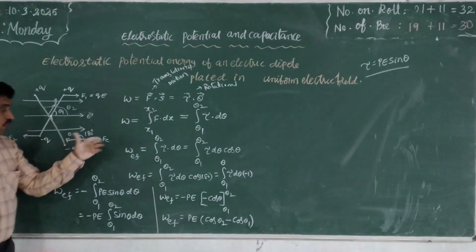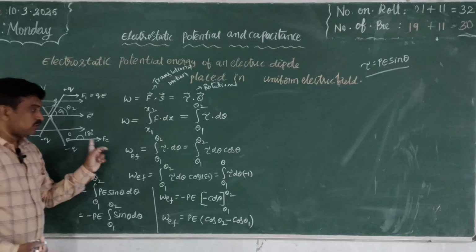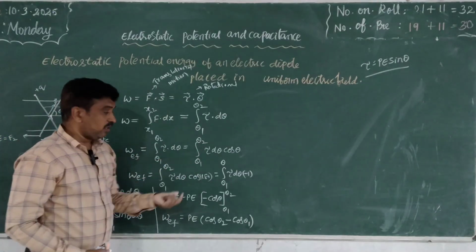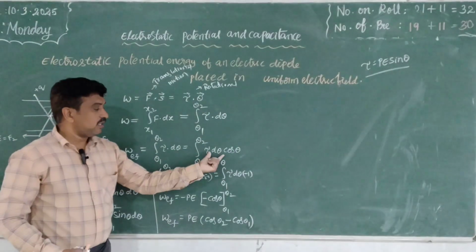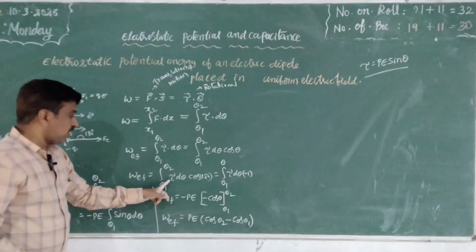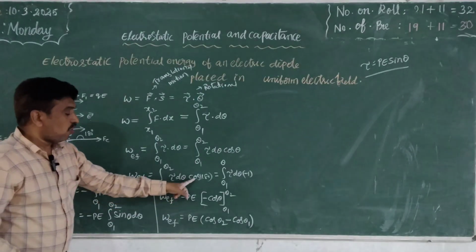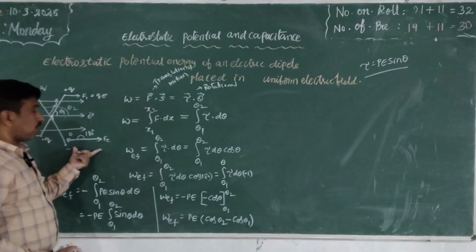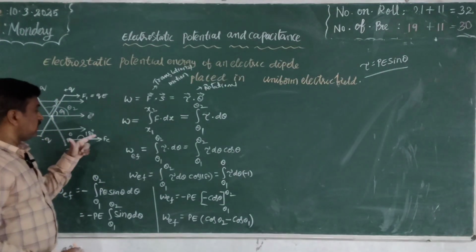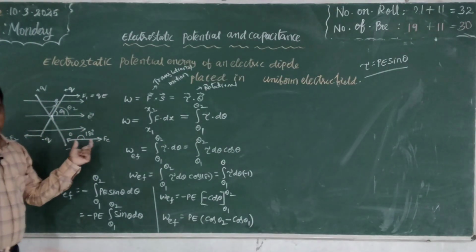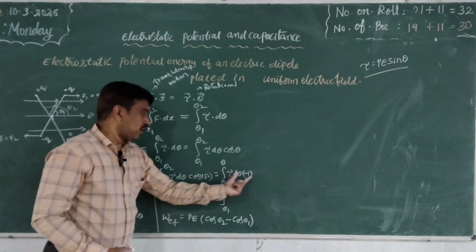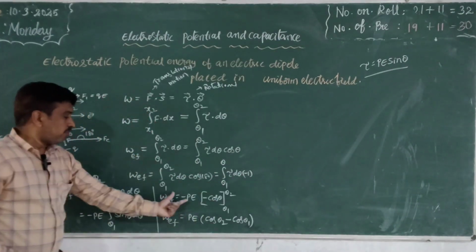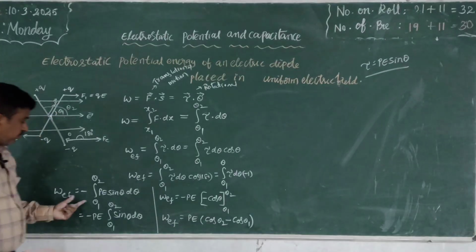The electric force and the displacement are in opposite directions. What is the angle now? 180. Tau dot d theta means tau d theta cos theta, so here we write tau d theta cos 180. Why? Because both are in opposite directions: displacement in this direction, force acting in this direction. What is the angle between them? 180. So cos 180 is minus 1. So we can write the minus outside.